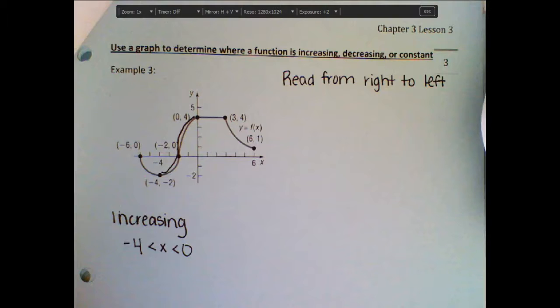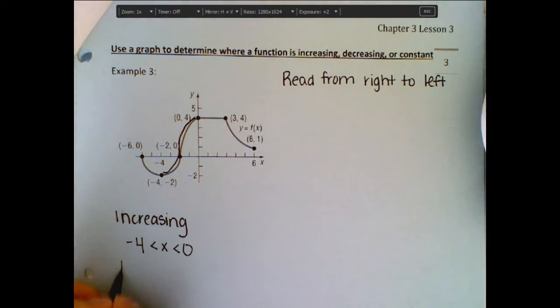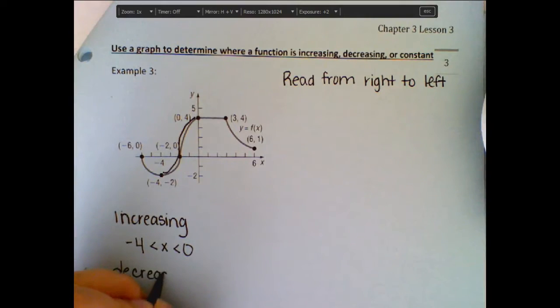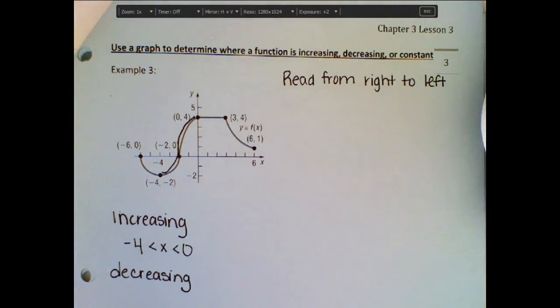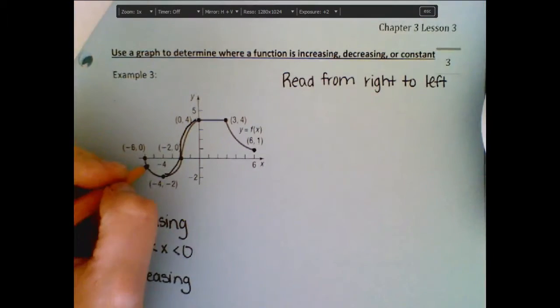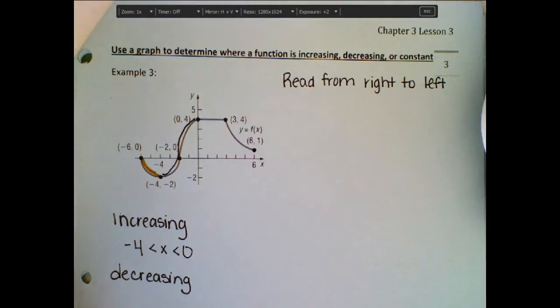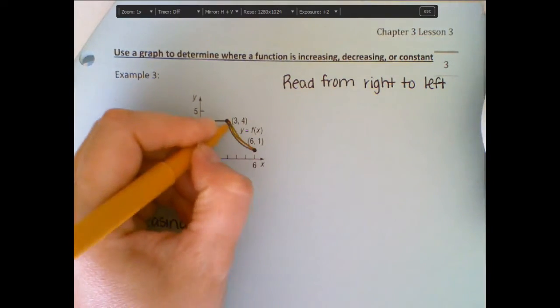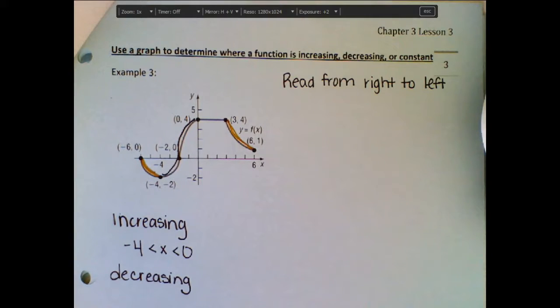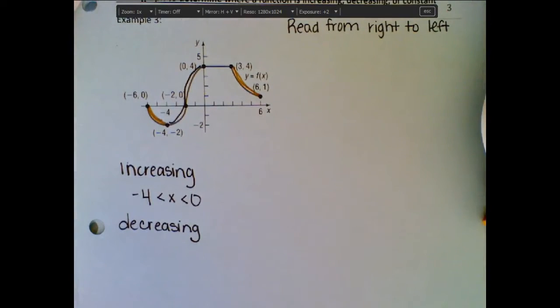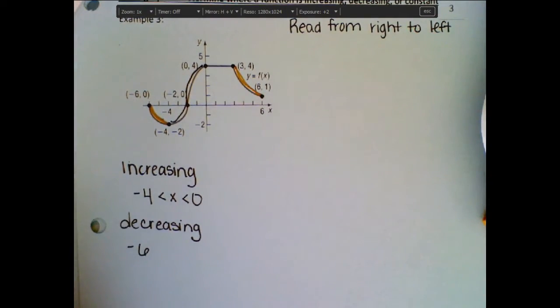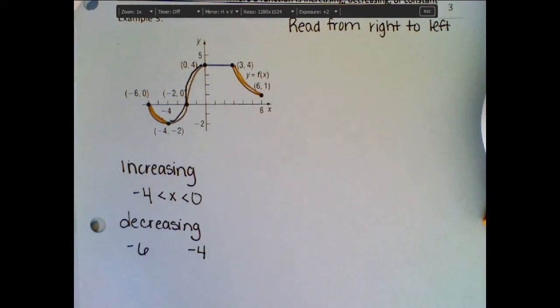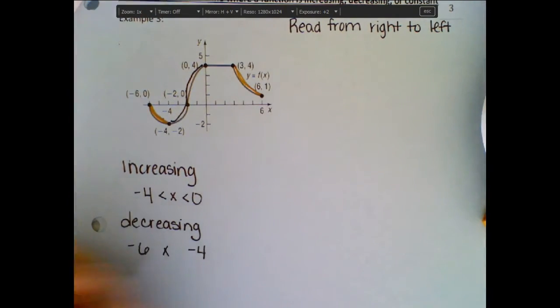Where is it decreasing? So decreasing. We have a couple different places where it's decreasing actually. Our graph is decreasing from here to here, right? That's decreasing there, and it's decreasing from here to here. So we're going to account for both of those. It is decreasing from -6 to -4. Remember, we're only using those x values. Okay, we don't have to use the y. Put x in the middle.